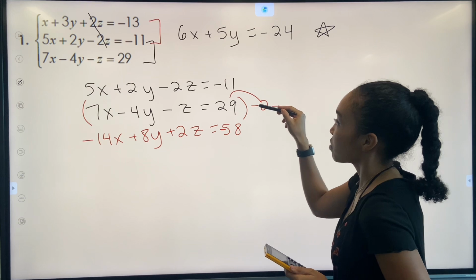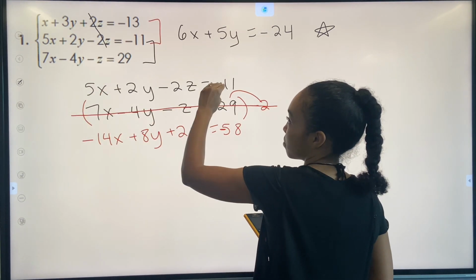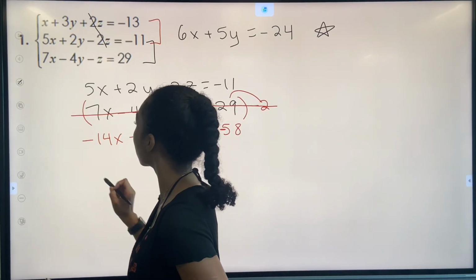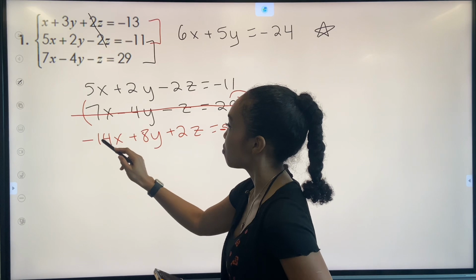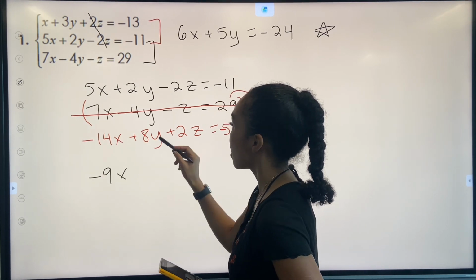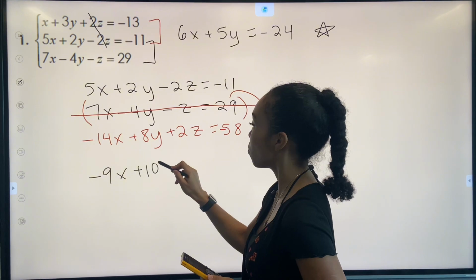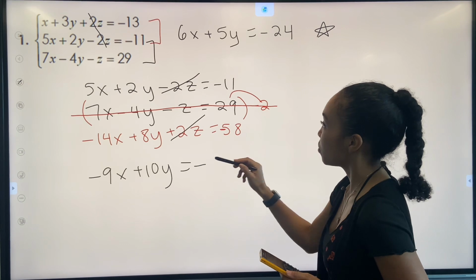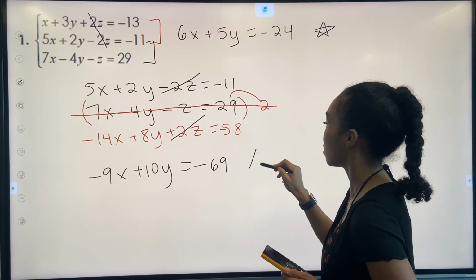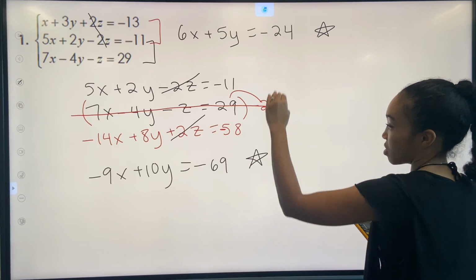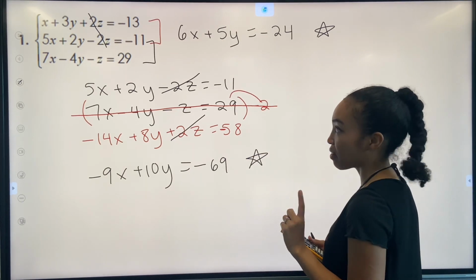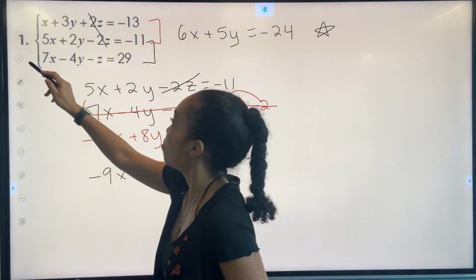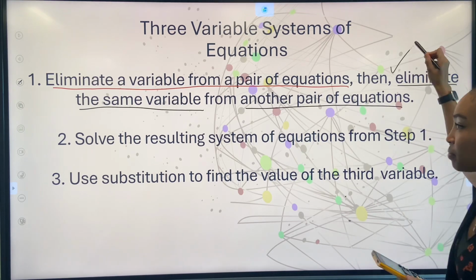So I don't have to look at this anymore. We're looking at this one and this one. So I'm going to add them together. So 5x and negative 14x, that's negative 9x. 8y and 2y, that's 10y. The z's cancel out. That was our goal. Add these together, you'll get negative 69. So those are my two equations. Notice this equation doesn't have a z variable, and this equation also does not have a z variable. So we have completed step 1.